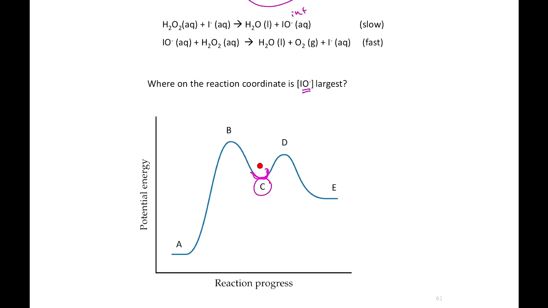We have to get over that first step. IO minus is a product of the first step. So going from A, going over this hill, that's how we get the products of our first step. Then the products of the first step are involved in the second step. So the concentration of IO minus is largest in C. Great. All right, what's next?